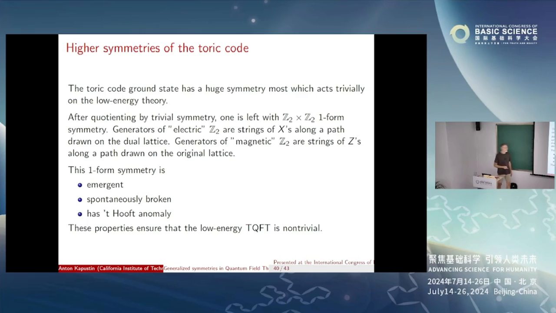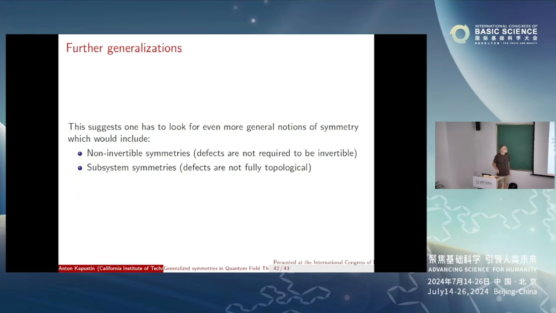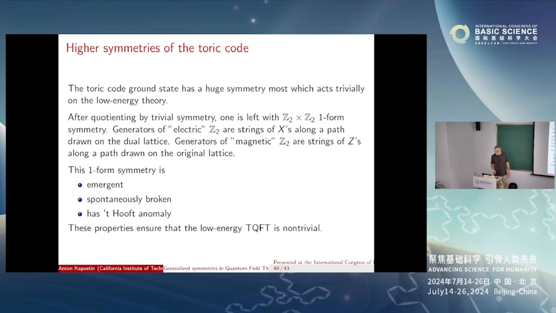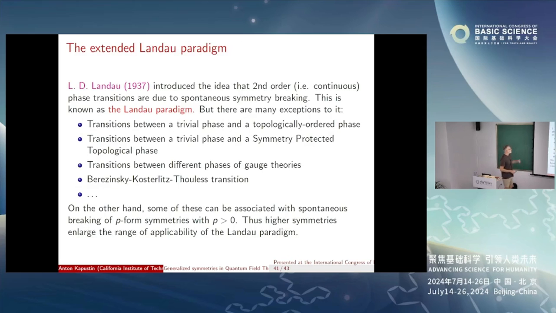So that means you have a 't Hooft anomaly. And its properties ensure that the TQFT is non-trivial. That's important, because imagine you start with a simple integrable Hamiltonian, which I showed on the previous slide, but imagine deforming this Hamiltonian while keeping the gap open. That deforms the theory, but it cannot change the low energy behavior. It's going to stay the same because you cannot do anything with the higher-form symmetries. So that's an important point.